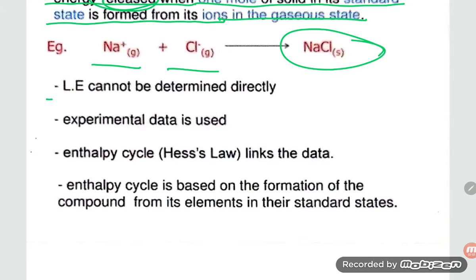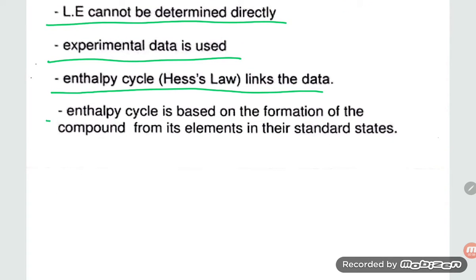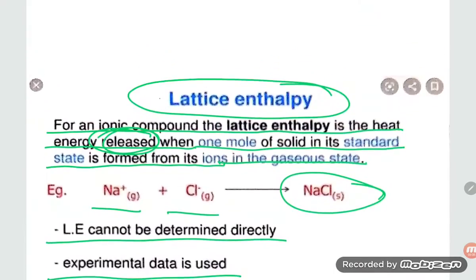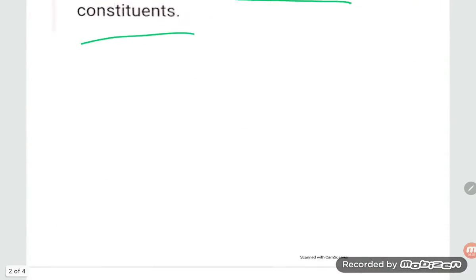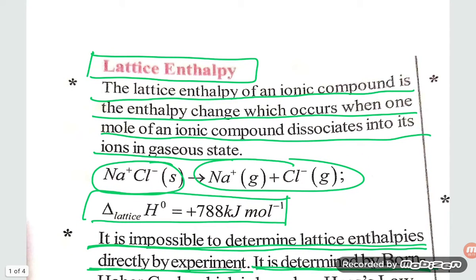So lattice enthalpy cannot be determined directly. Experimental data is used in the enthalpy cycle, that is Hess's law. The enthalpy cycle is based on the formation of the compound from its elements in their standard states. So those are the two ways we can define it: either you dissociate the solid lattice, or you combine the ions for the formation of the lattice. That is the lattice enthalpy.